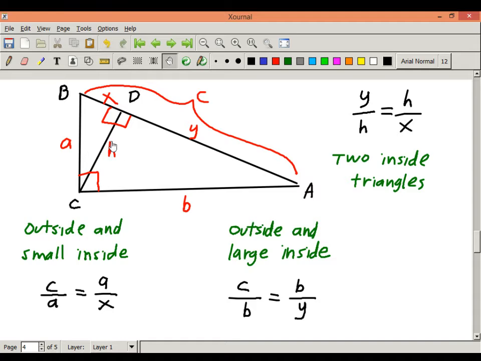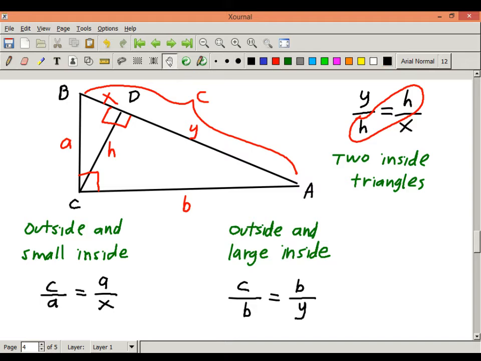So h is a shorter leg of the bigger inside triangle, and that corresponds to the x, which is the shorter leg of the smaller inside triangle. If you look at this proportion, notice that h actually is the geometric mean between y and x. If you zoom out a bit and look at the big triangle, h was that altitude that we drew, and it's the geometric mean between these two parts of the hypotenuse, x and y. So I just proved our theorem here for you.